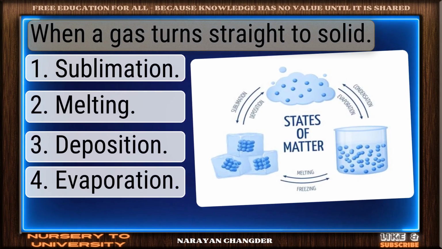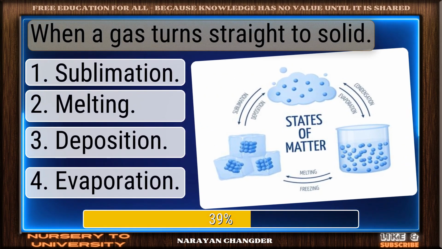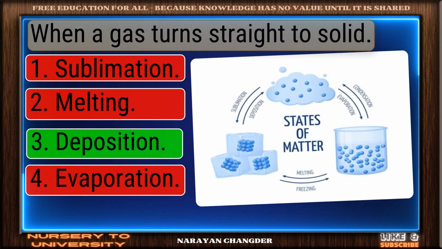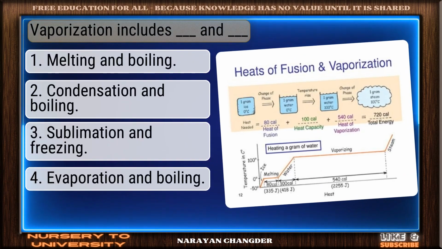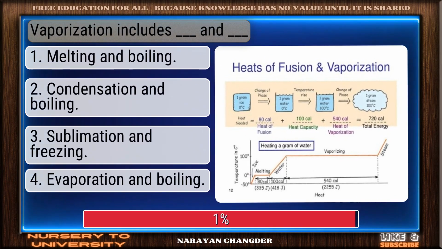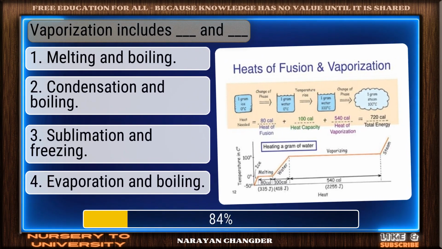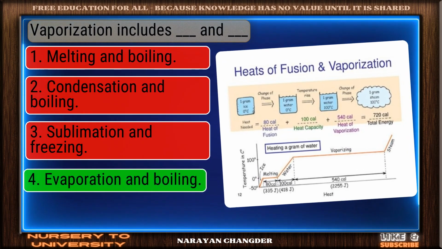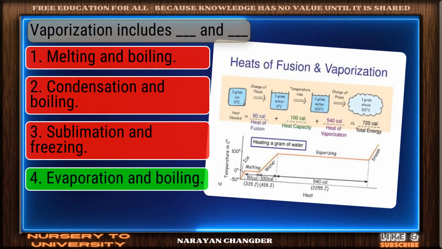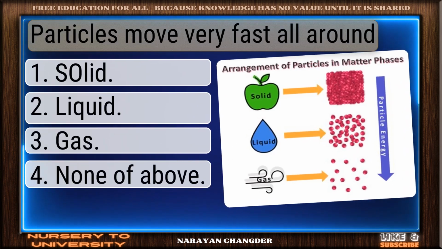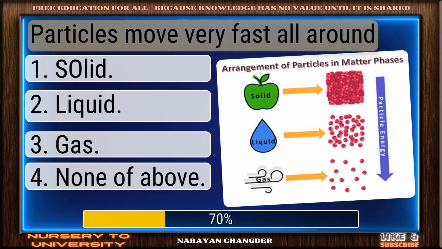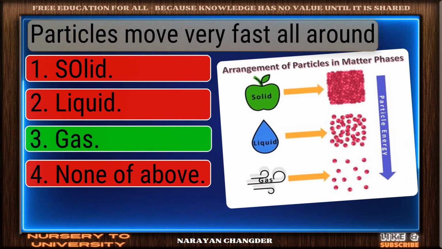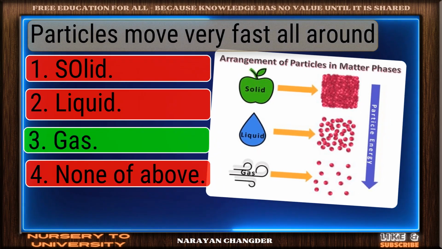When a gas turns straight to solid? Great thinking. Deposition is the right choice. Vaporization includes dash and dash. Strong choice. Evaporation and boiling is the right answer. Particles move very fast all around. Smart move. Gas is an accurate answer.